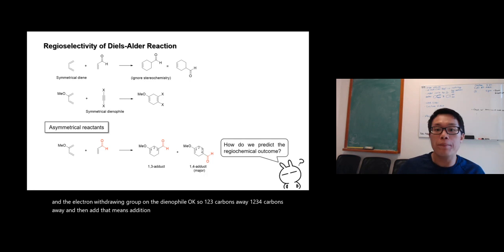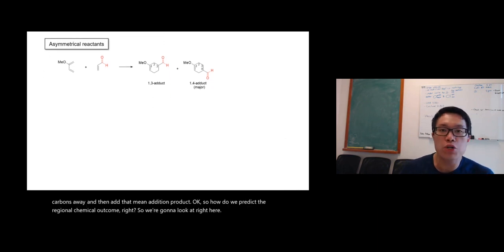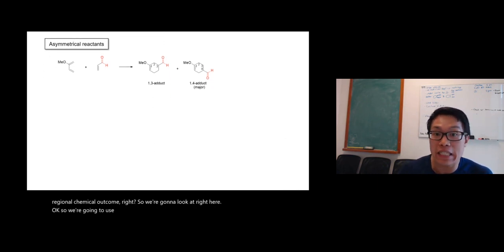Okay, so how do we predict the regiochemical outcome? All right, so we're going to look right here. We're going to use the resonance skill that you have learned since OChem 1. All right, it helps so much.